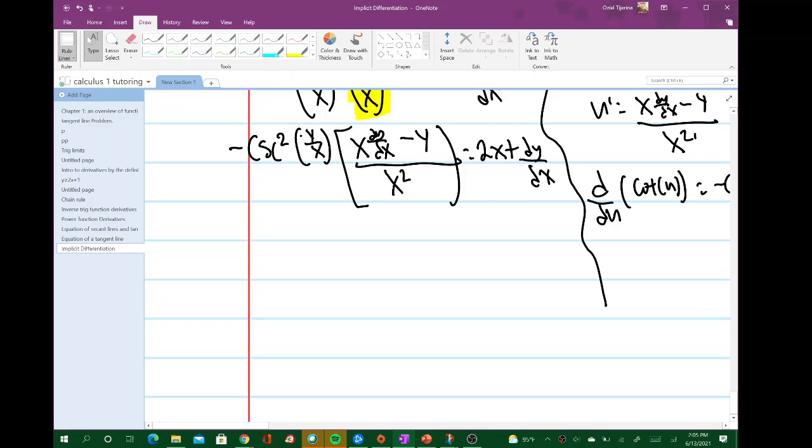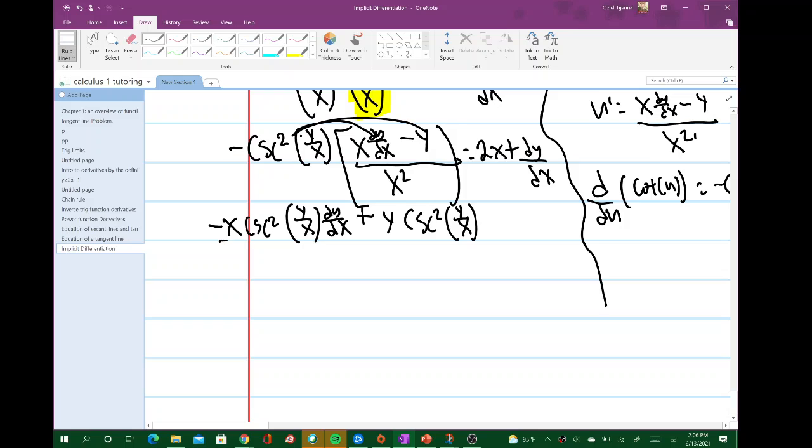Now, you're going to distribute the cosecant squared, so you're going to say negative x cosecant squared of y over x dy dx, plus y cosecant squared of y over x over x squared, is equal to 2x plus dy dx.